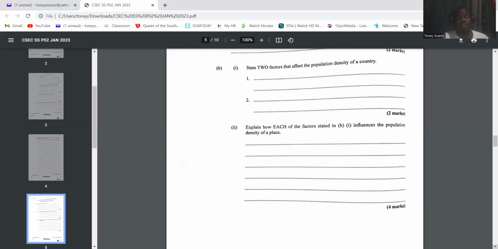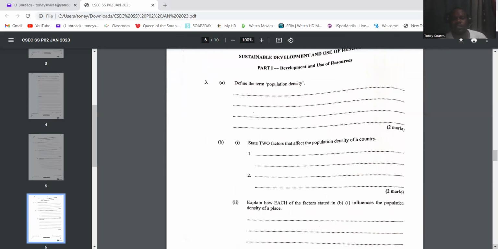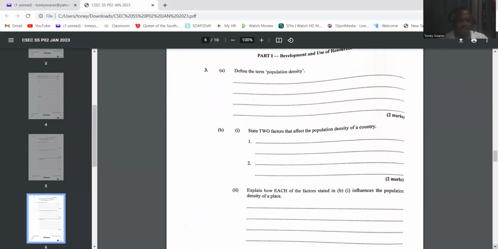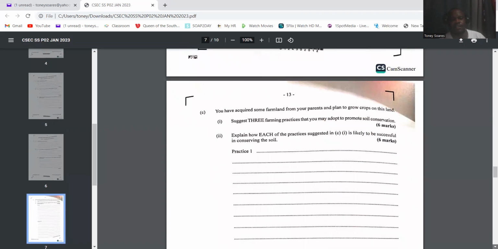If the area is not developed, then it's the reverse. People more than likely will not want to go there to live because there won't be a lot of opportunities. So you get the gist, so you can follow with the rest of the suggestions that I would have given earlier. All right, so I'm just going to skip this page because it's the same thing. They actually copied that page twice and inserted it in there.